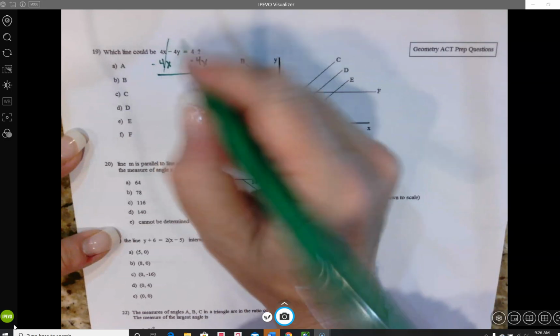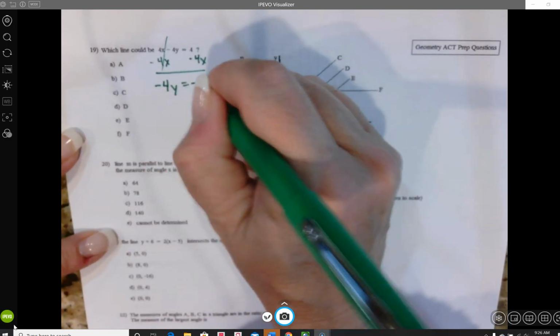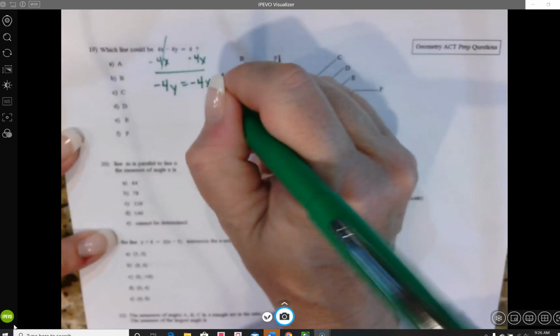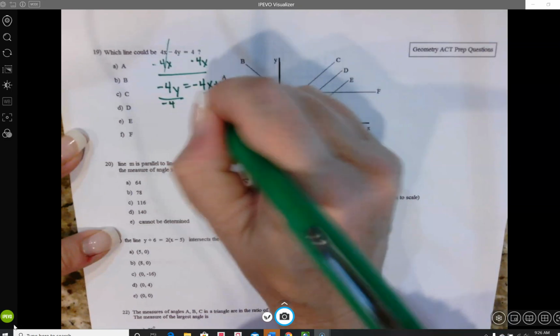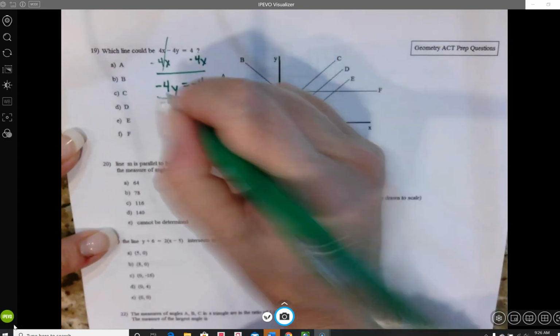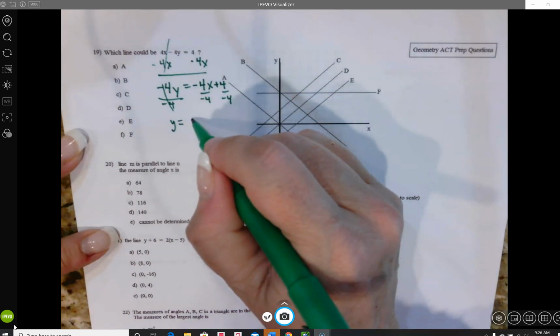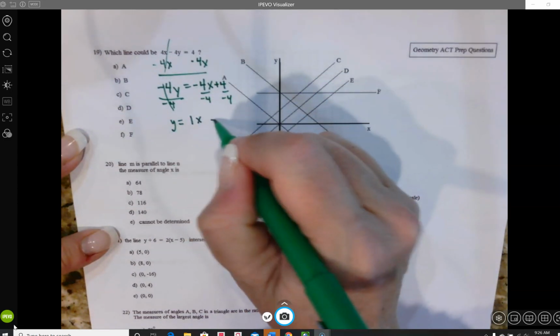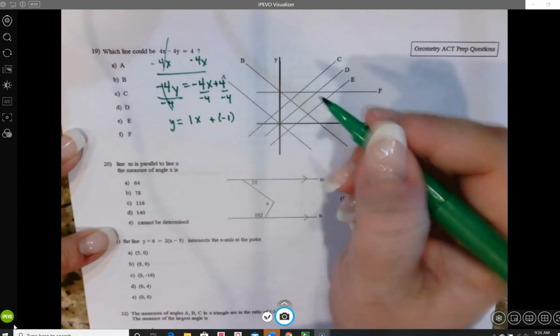So I'm going to subtract 4x from both sides and bring down what's left over. And you can see I'm writing my minus 4x first. And then I'm going to divide everything by negative 4. And that's going to get y by itself. So negative 4 divided by negative 4 is 1x. And then 4 divided by negative 4, well, that's actually negative 1.